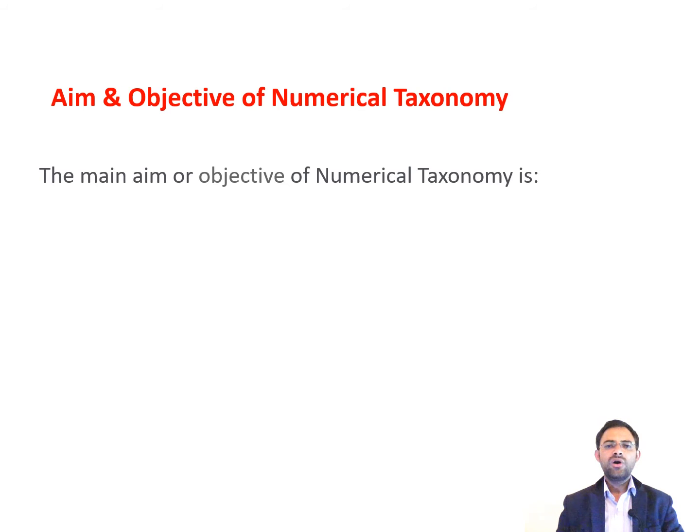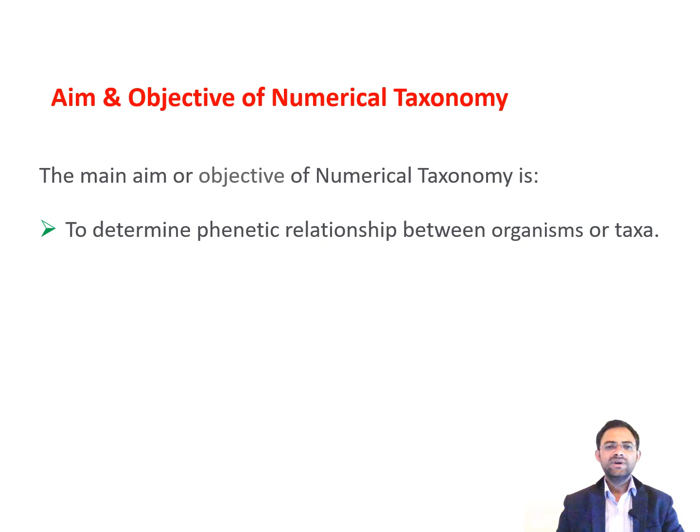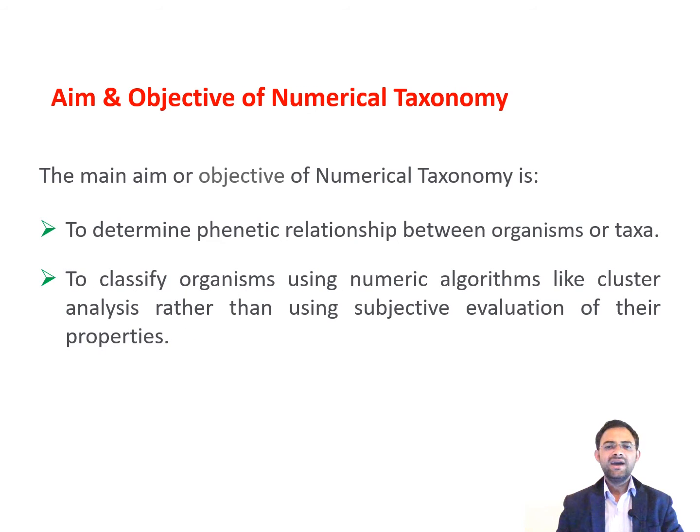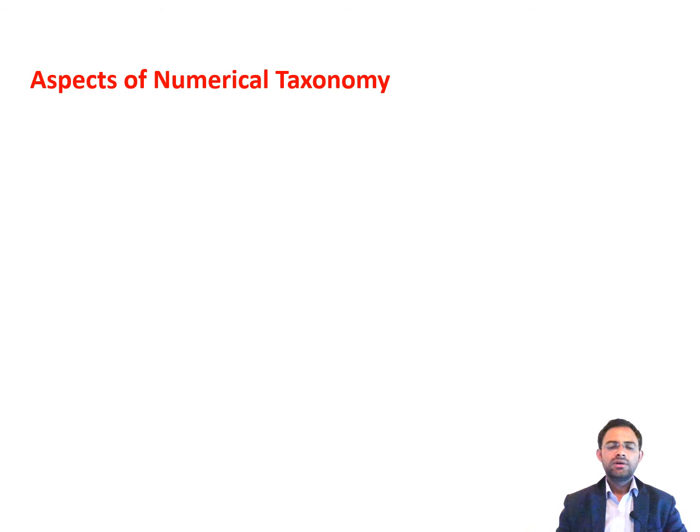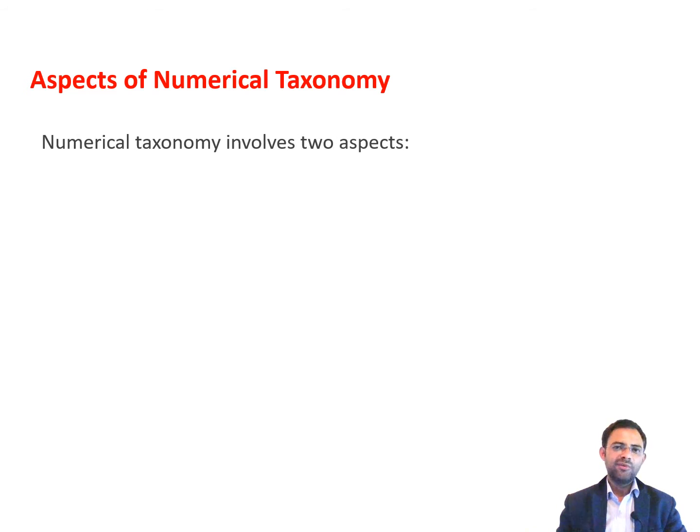The main aims or objectives of numerical taxonomy: the first one is to determine phenetic relationships between organisms or taxa. The second one is to classify organisms using numeric algorithms like cluster analysis rather than using subjective evaluation of their properties. And the third one is to illustrate the degree of relationship or similarities between two or more organisms. Now, the aspects of numerical taxonomy. Numerical taxonomy involves two aspects.